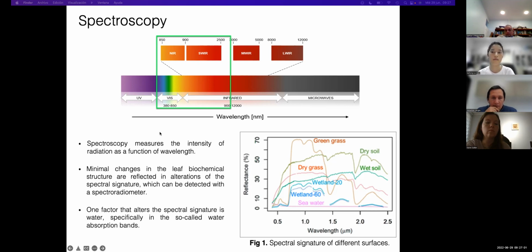Then the matter interacts with this radiation, and if we integrate the visible, near infrared and shortwave infrared regions, it is possible to obtain what is seen in this figure, which is the spectral signature of a surface that is particular for each one, and also modified by numerous variables. One of these variables is water, which produces peaks of maximum absorption or drops in reflectance in certain bands.